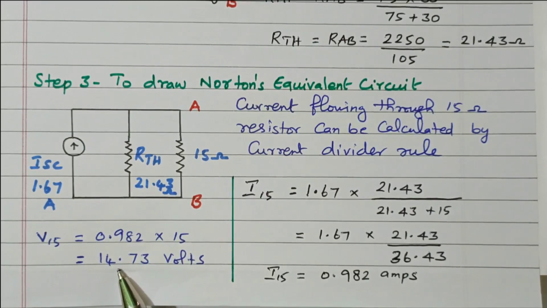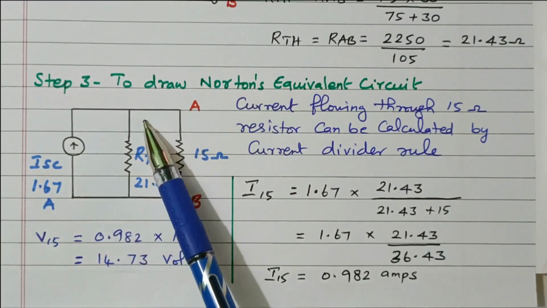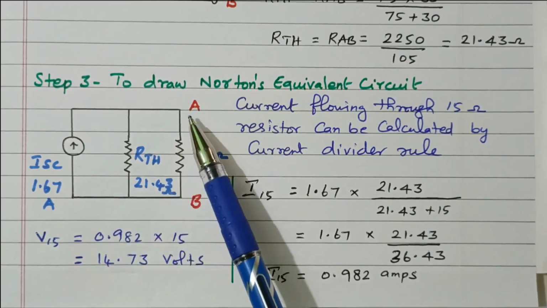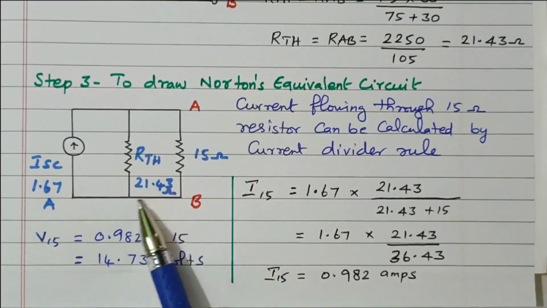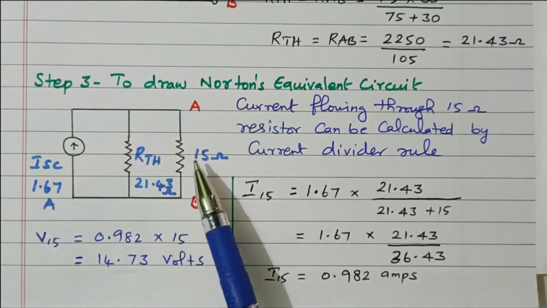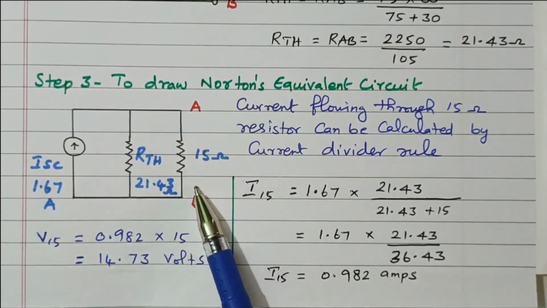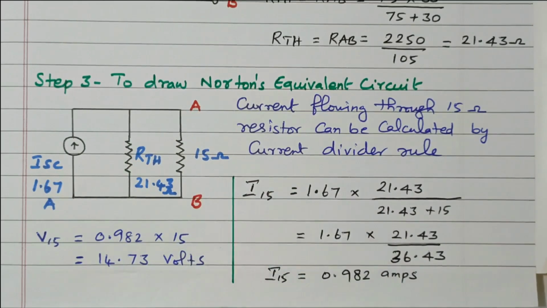So in this problem, the given network is converted into Norton equivalent circuit, that is current source in parallel with the R Thevenin. Thereafter the load terminal is connected. So the circuit becomes simplified. The complicated circuit becomes simplified with one current source and two resistors. The current flowing through this resistor is the requirement that can be calculated by current divider rule.